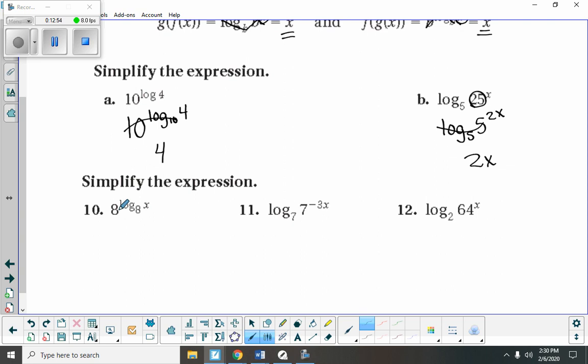Here's another one, base 8, and that answer is just x. Base 7, that answer is minus 3x. Next, 64 is a different base than 2, but we can write 64 with a base of 2. So we're going to redo that so that we can use that strategy. That would be 2 to the 6th power, and then you still have the x there. Now the bases are the same, so they undo each other. They're inverse functions, so you just have 6x as your answer.